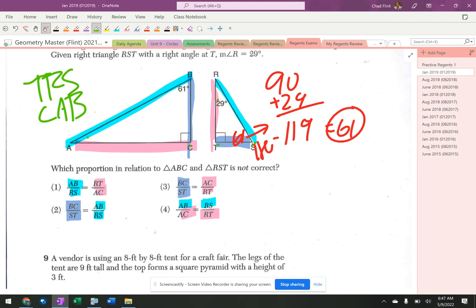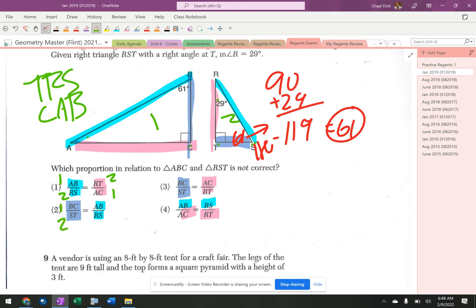So colors match up. All the colors match up. So triangles match up. Triangle 1, triangle 2. Triangle 1, triangle 2. Triangle 2, triangle 1. That doesn't match up. That's definitely the answer, but let's go down through and make sure.